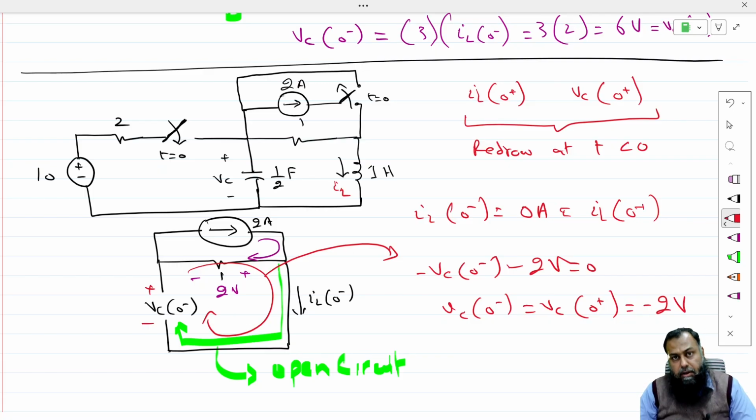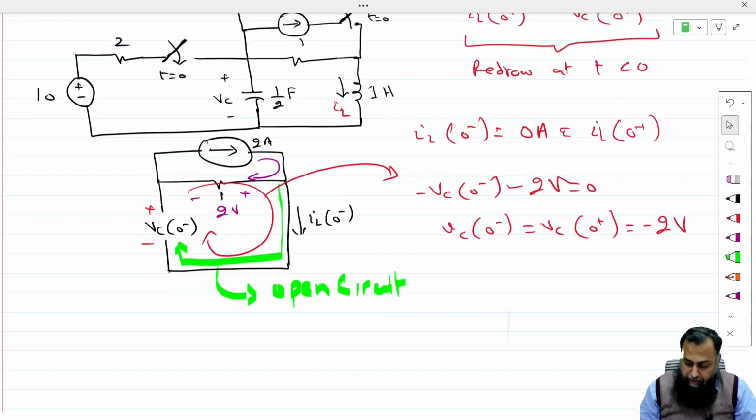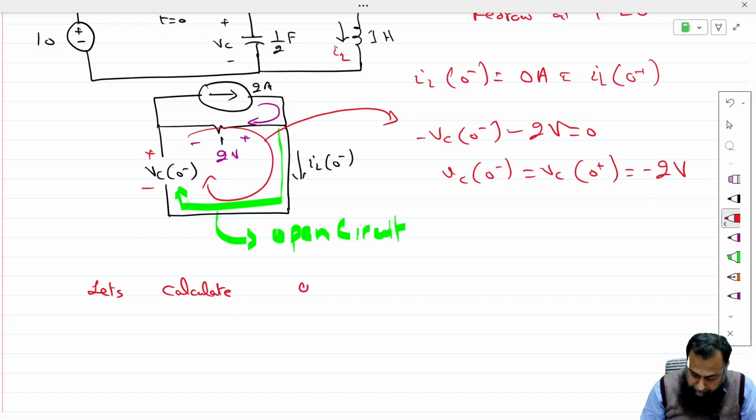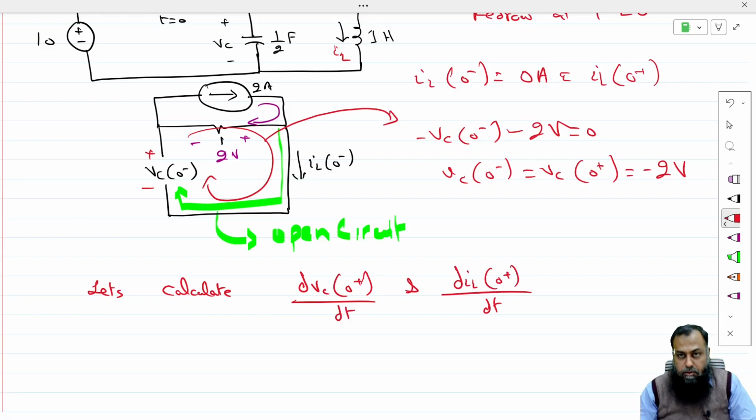However, we can find out something else from this given circuit: if we want to know the rate of change at which the capacitor voltage or the inductor current will change right after time t equal to 0, we can calculate it using this information. So let's calculate dVC 0 plus over dt and dIL 0 plus over dt. One is the rate of change of the capacitor voltage, the other is the rate of change of the inductor current. So we have to redraw the circuit at time t greater than 0.